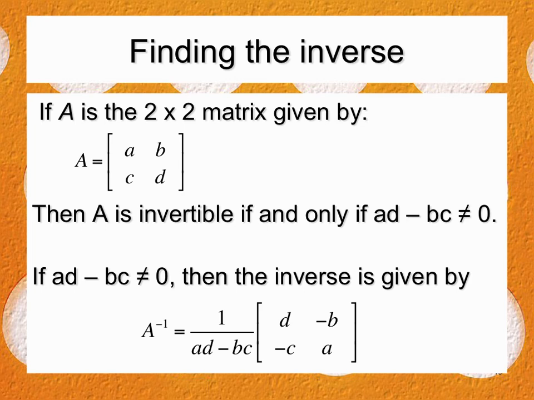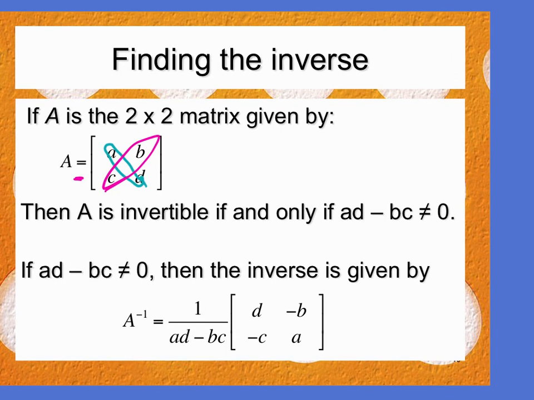Then you find something called the determinant by multiplying these two terms together, then subtracting from it these two terms. So A times D minus B times C is what we're doing. And again, in the next section, we will learn that this is called the determinant.